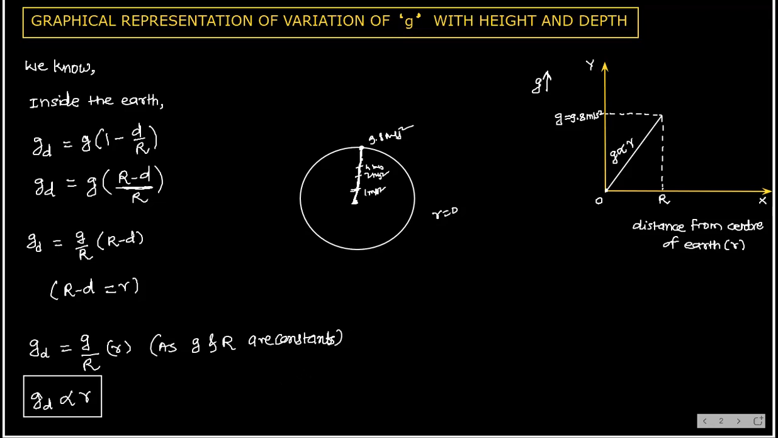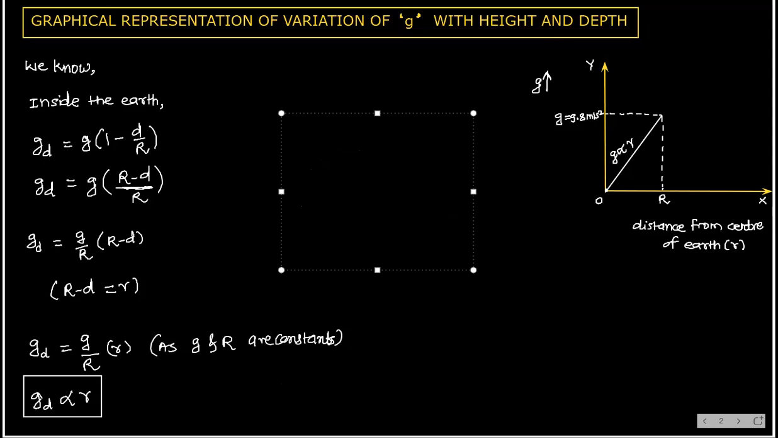So as you are going up from the center towards the surface of the earth, your gravity increases. That's why it is directly proportional to small r. And here small r is equal to R minus d. Clear?